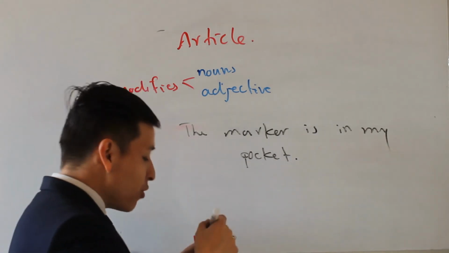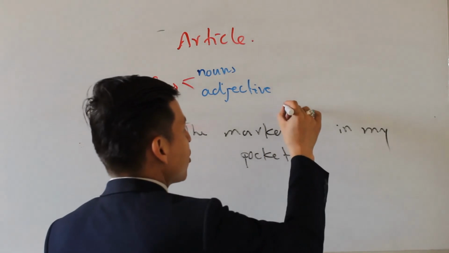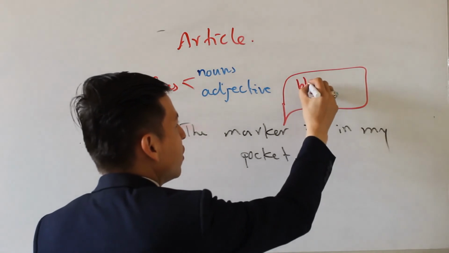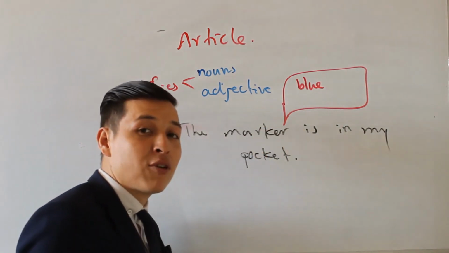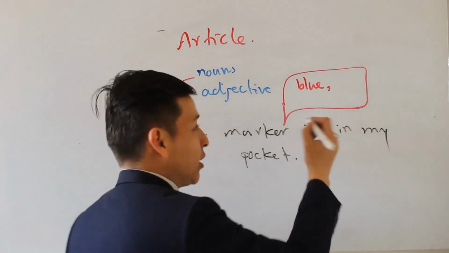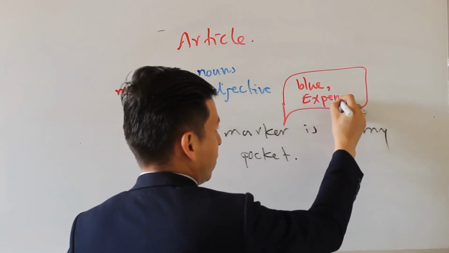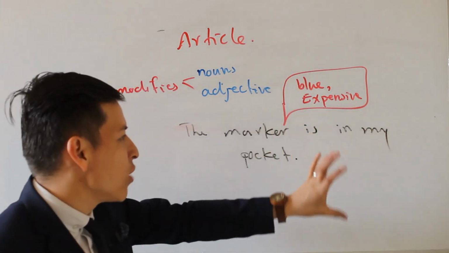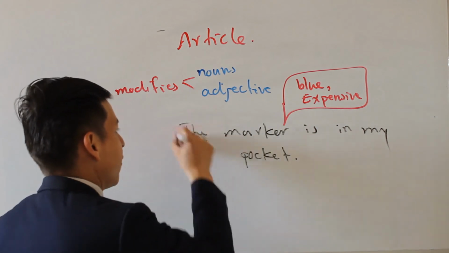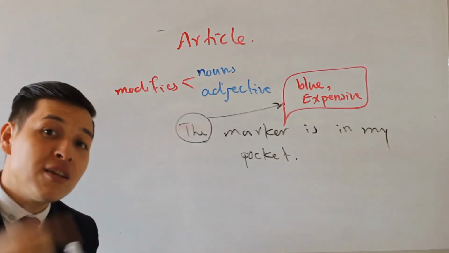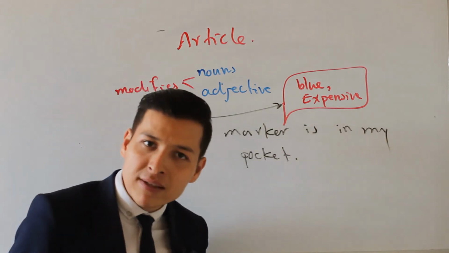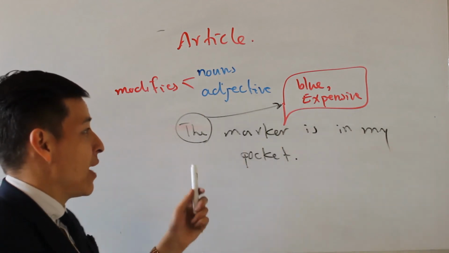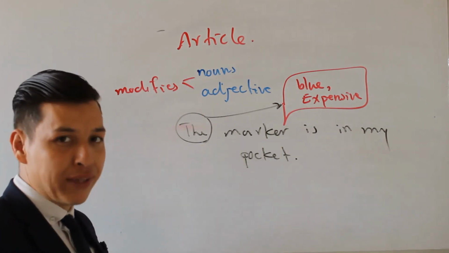In your mind, you have information about that marker. Which marker? You know the characteristic of that marker. It was blue. I told you it is expensive. You have a sort of information about that marker. That's why I used, for example, the marker, because you have seen the marker, that it was blue, it was expensive, it was mine. That was the information that you had about that marker. That's why we use the with that.